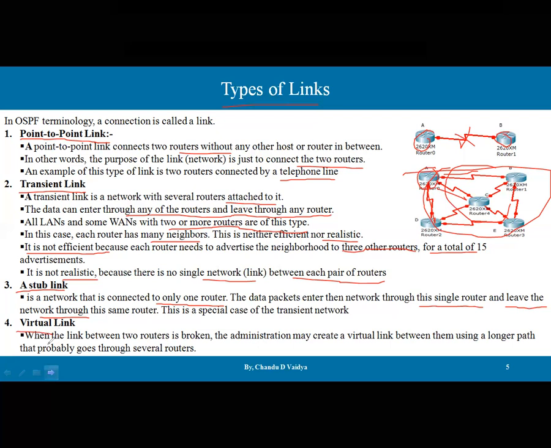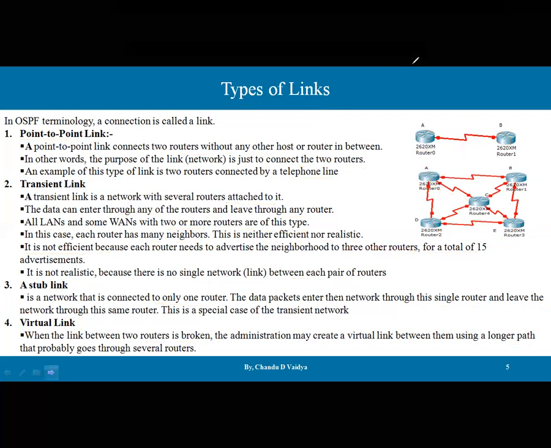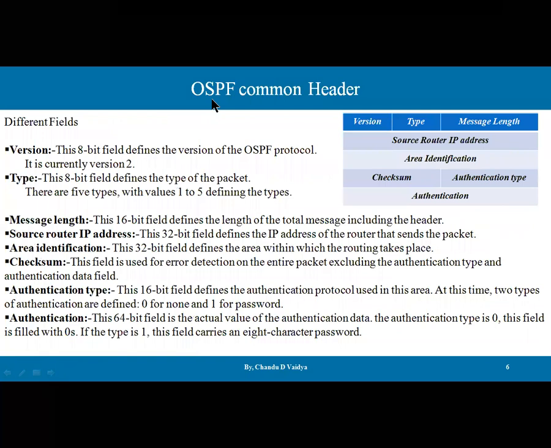Then there are virtual links also. When the link between two routers is broken, the administrator may create a virtual link between them using a longer path that probably goes through several routers. So a virtual link is not always available, guys. A virtual link is only established when the path between the two routers has collapsed. The reason is to select the longer path for future purposes, so that if that also fails, alternative paths are available. So a virtual path is not available physically. It is only created after that particular link failure.